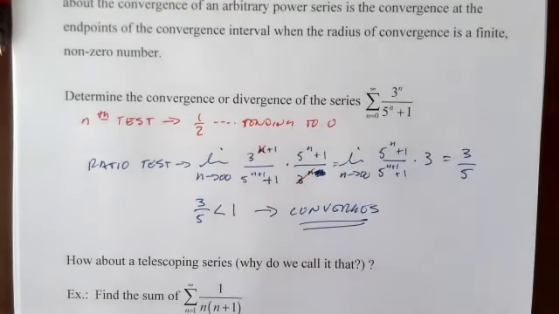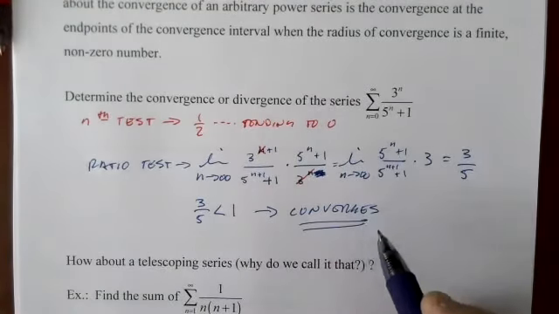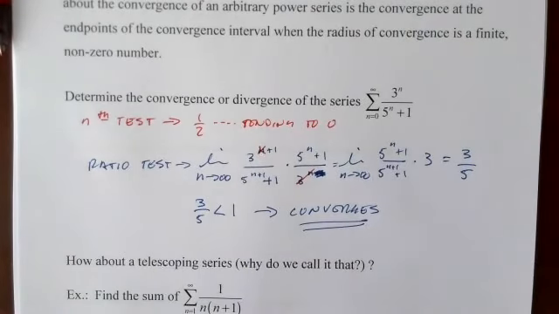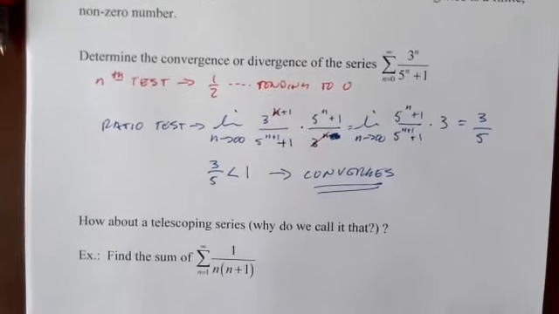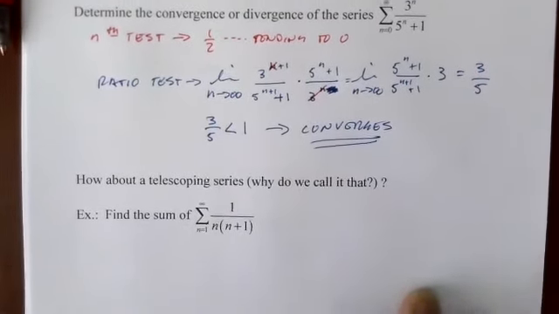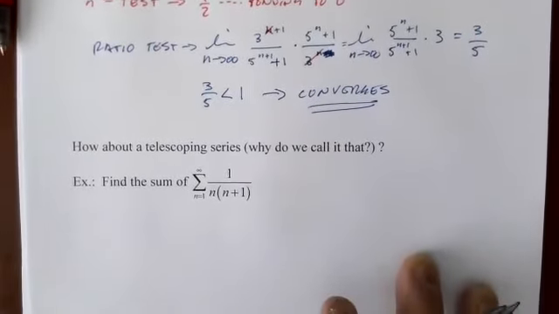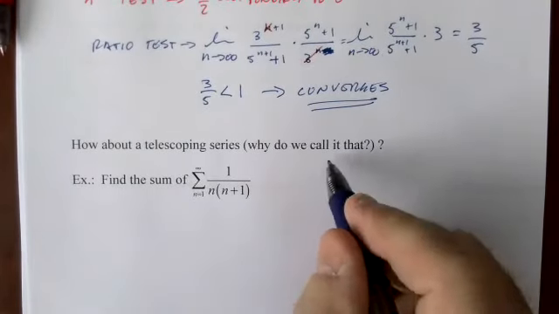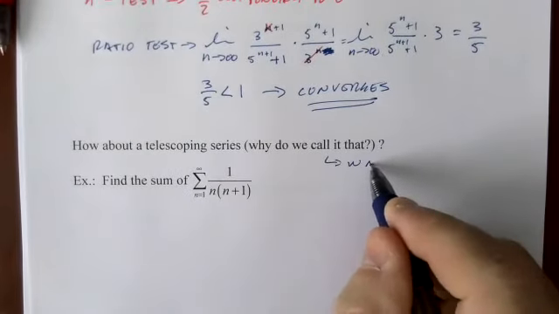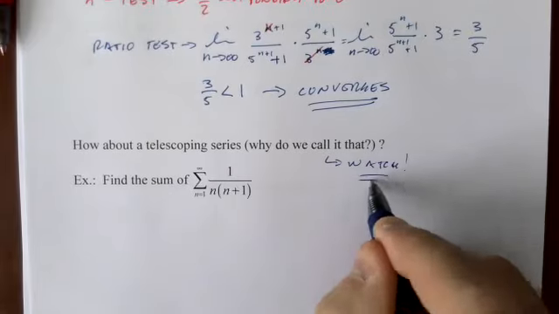Yeah, but what about the radius of convergence? There's no x in here, so we don't get into that. Yeah, but I don't understand. Why do we have n's and x's and then there's n's all of a sudden? Yeah. How about a telescoping series? What do we call it that? Watch.